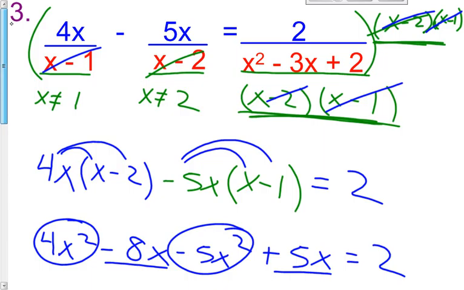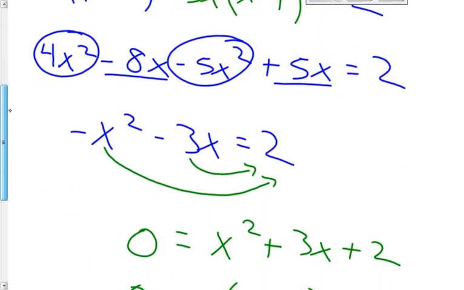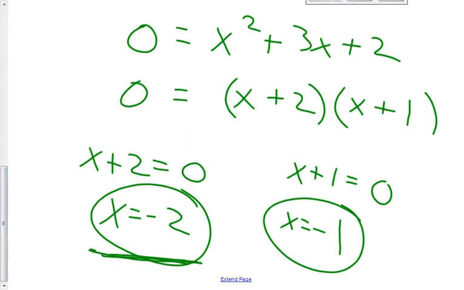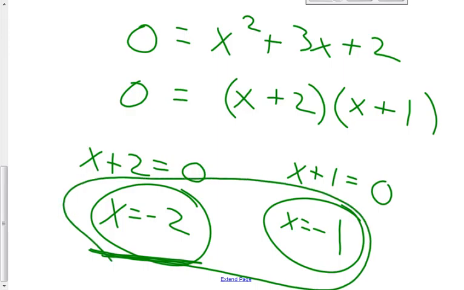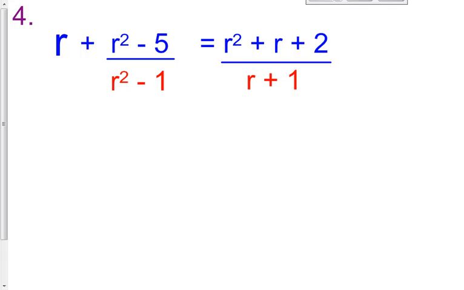If you wanted to check your answer, you certainly could. I recommend that you do that on a test. I think it's a great idea. But these two, both of them are your answers. All right, last one, number 4.